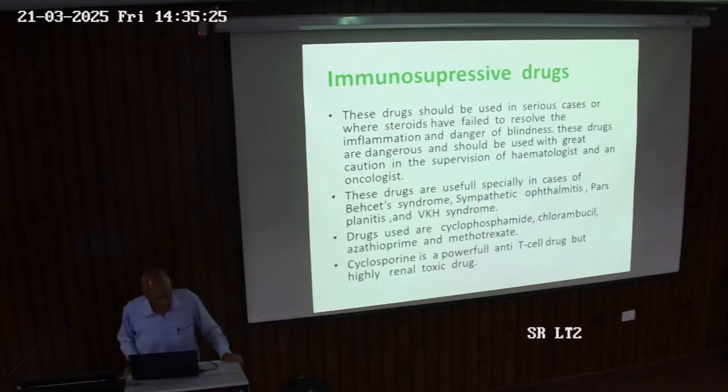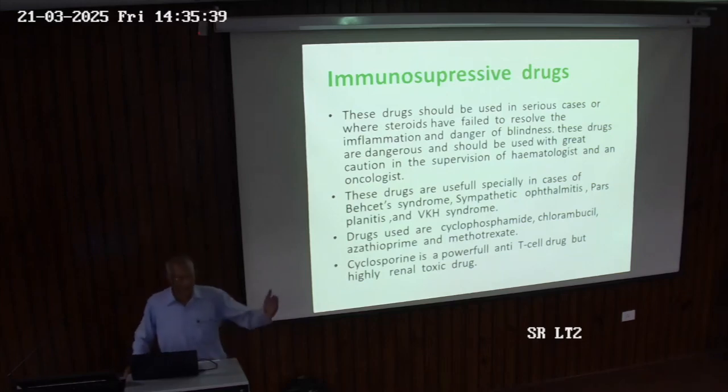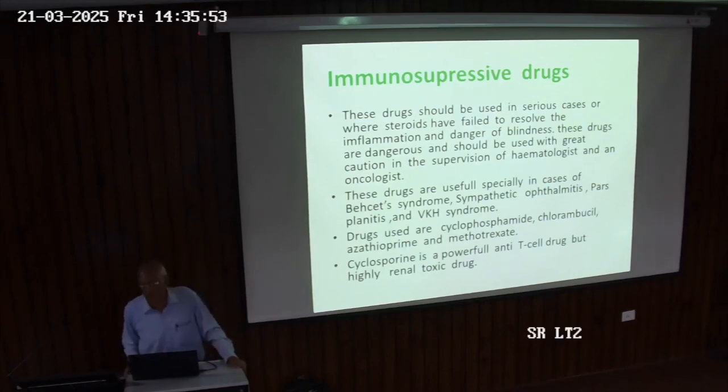That we will start. Drugs used are cyclophosphamide, chlorambucil, azathioprine and methotrexate. Cyclosporin is also an anti-T cell drug but highly renal toxic. So suppose you have started the steroid and the patient is not responding, then we will try these. Cyclophosphamide, azathioprine, chlorambucil or cyclosporin A, we can start. In special cases of VKH, pars planitis, sympathetic ophthalmitis, we will start these drugs. These are the special indications of the immunosuppressive drugs.